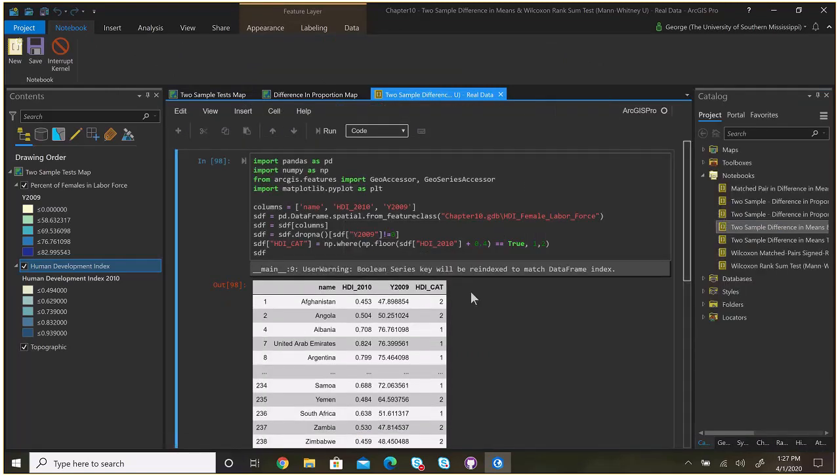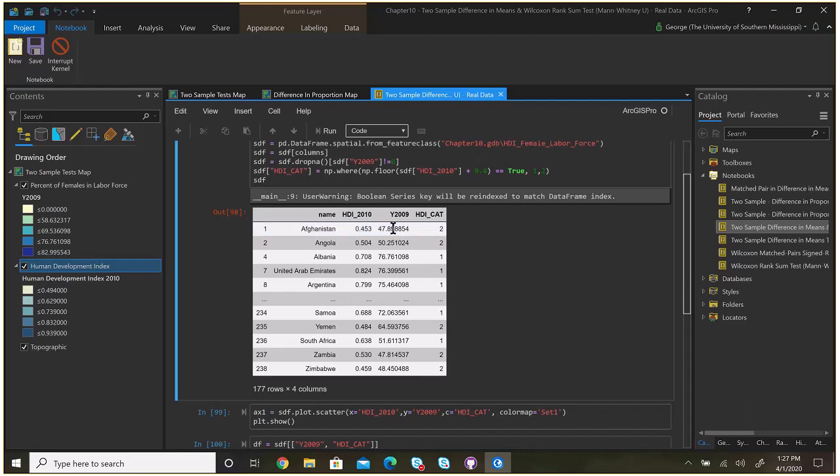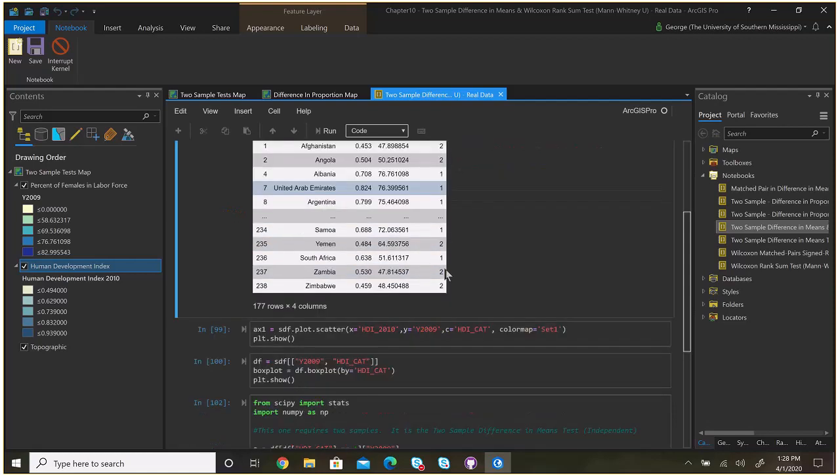All right. So here I've read the data into the Jupyter Notebook, and these are the two fields that I'm considering comparing. But rather than compare them directly, which we will cover later, we want to compare whether or not they've got a high human development index, HDI, compared with a low human development index. So 1 means high, 2 means low. Okay, let's look at how these look in two different scatter plots.